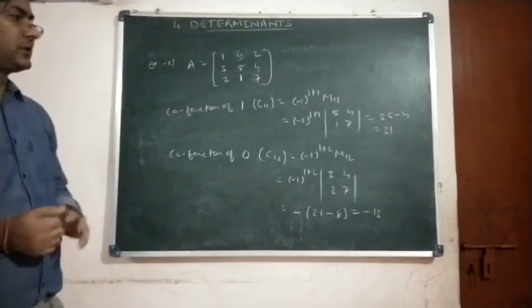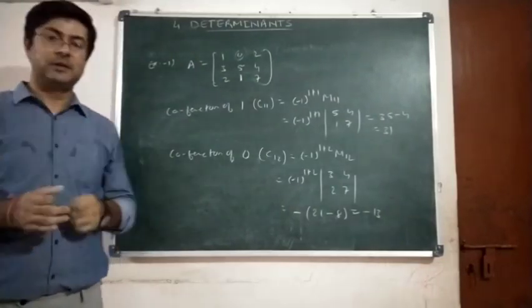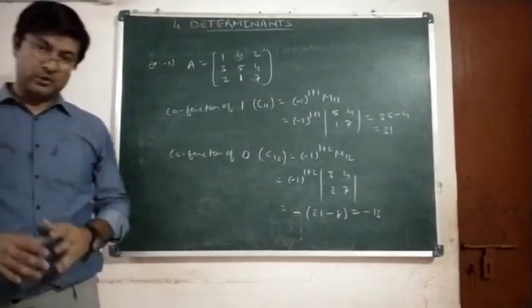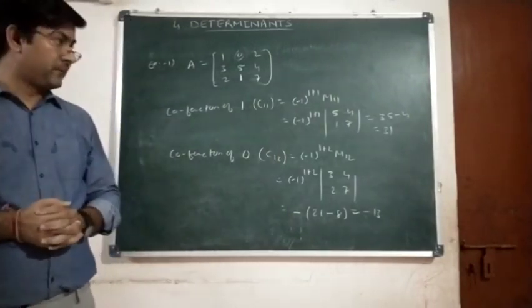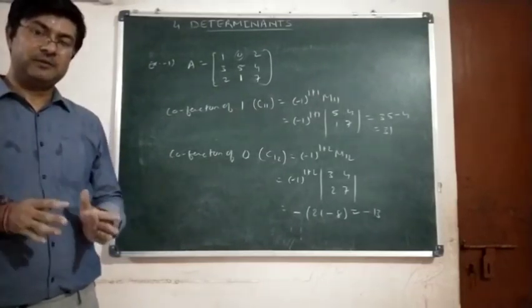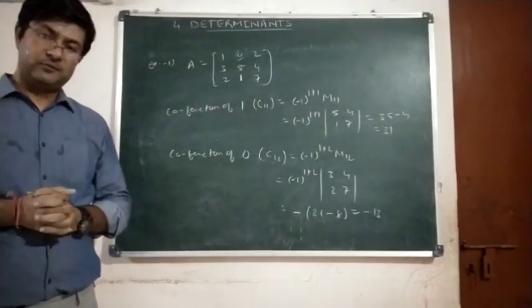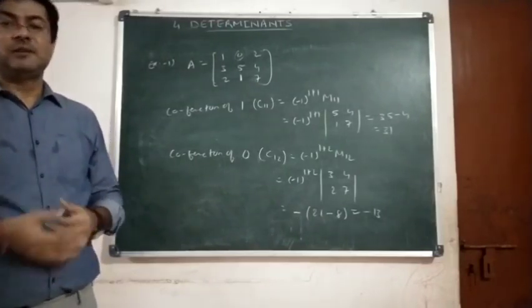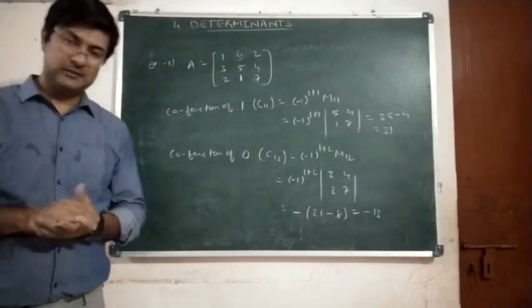I hope you have understood all the topics explained today. In the next video, we will see the properties of determinants. There are 10 to 11 properties. For every property, with the help of one or two examples, we will try to understand, and then we will start the exercise. Thank you very much.